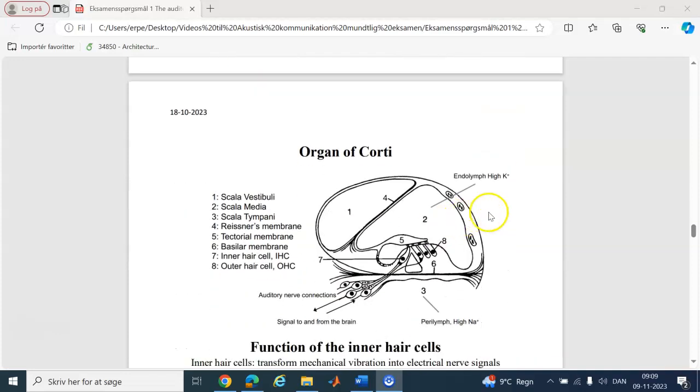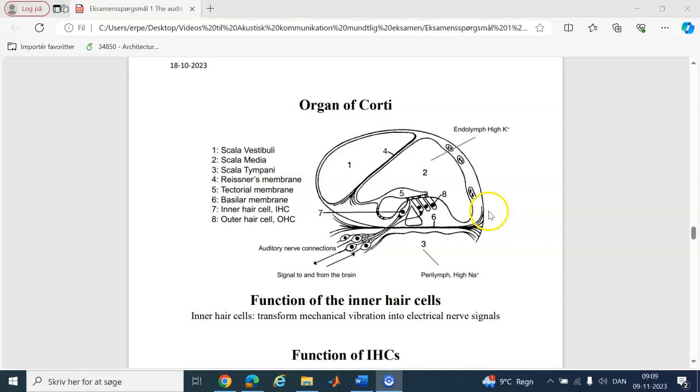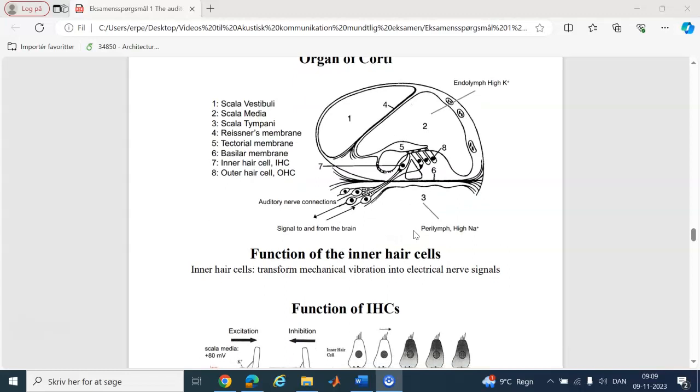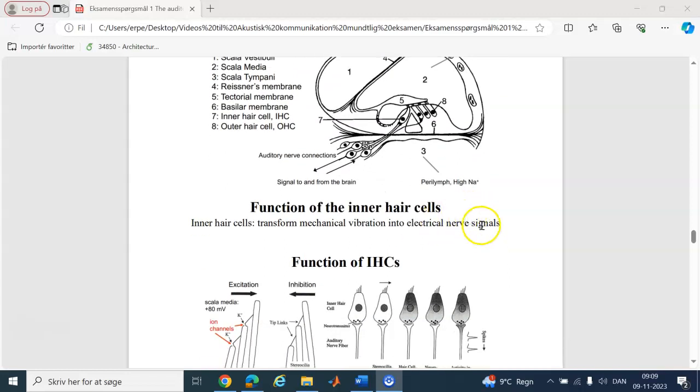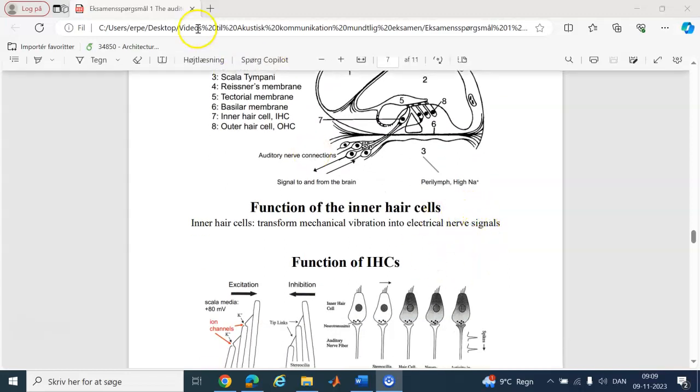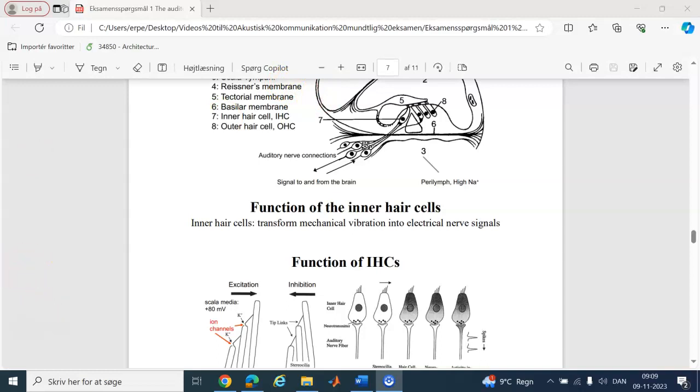You have the organ of Corti, of course, with the 3 parts: scala vestibuli, scala media, and scala tympani, and the basilar membrane in between those two. And we have inner hair cells and outer hair cells. Then in the next part I will talk about the functions of the hair cells. That was part 1.